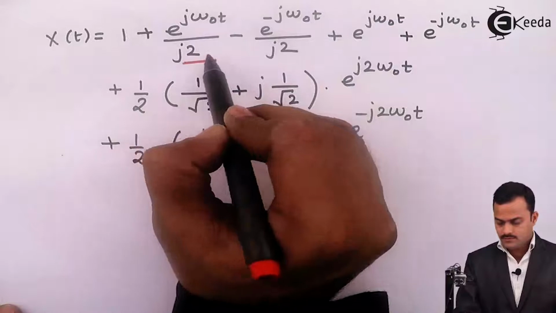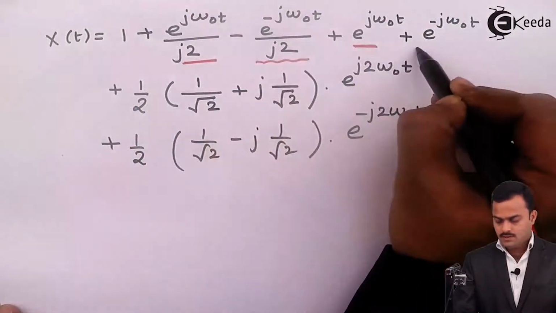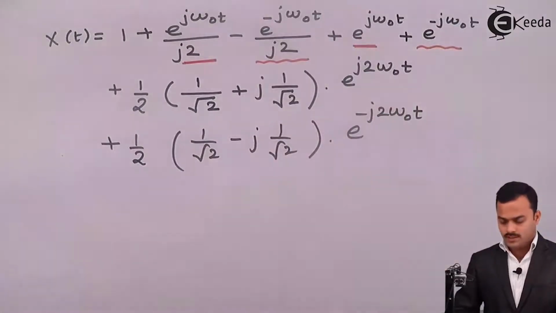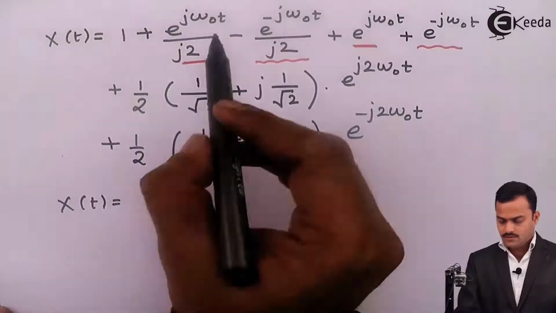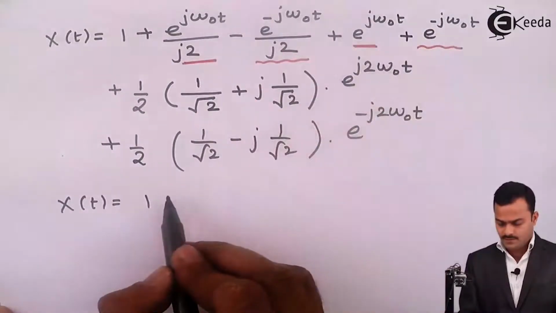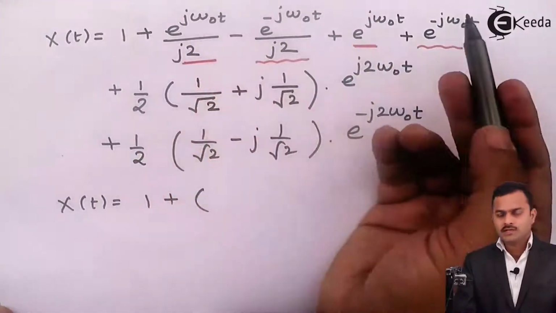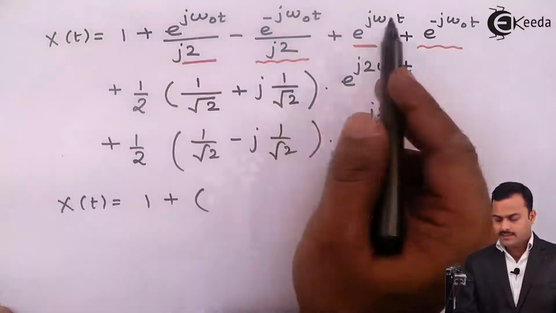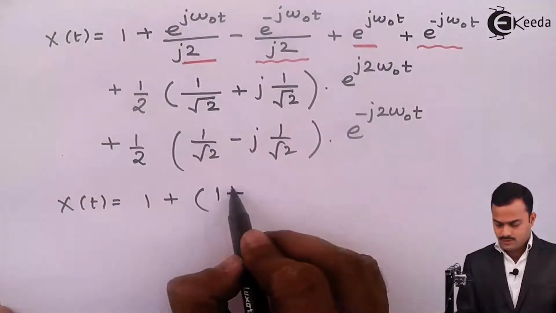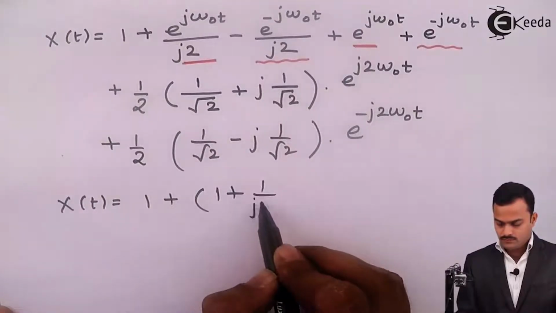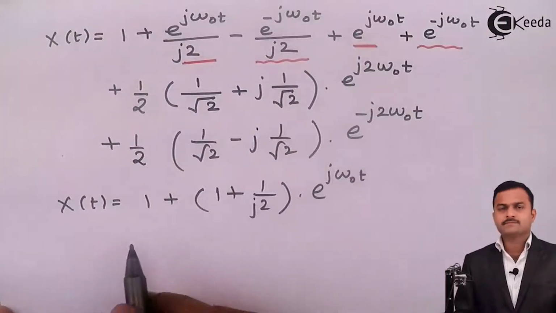So I can club these two terms and these two terms, so that I will get x of t as 1. I am clubbing these two terms plus e raised to j omega 0 t is a constant. I can take it out. What I will get over here is 1 plus 1 by j2 into e raised to j omega 0 t.